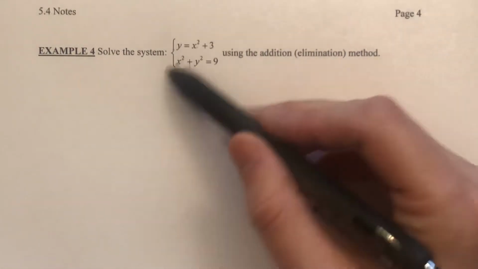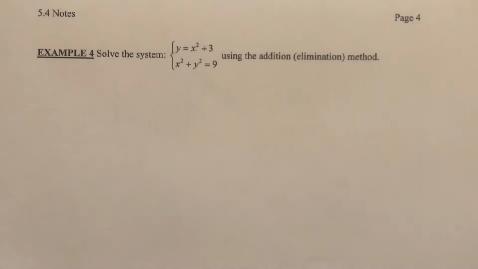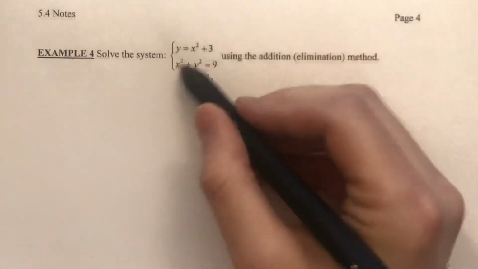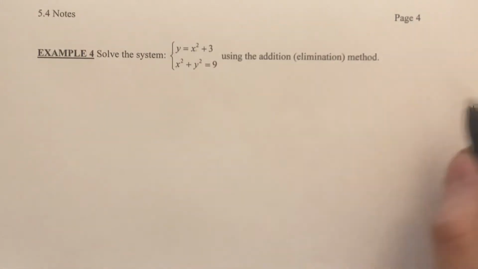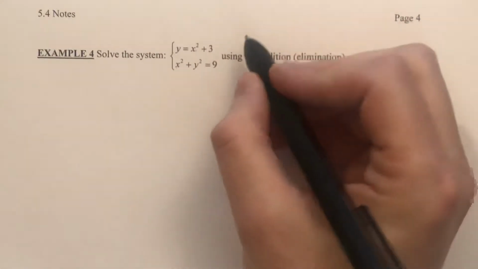So we can do the elimination on this system, even though it doesn't quite look like what we're familiar with doing elimination on. We just need to make sure these x squareds are on the same side of the equal sign and, as usual, have the same number but opposite sign for coefficient.